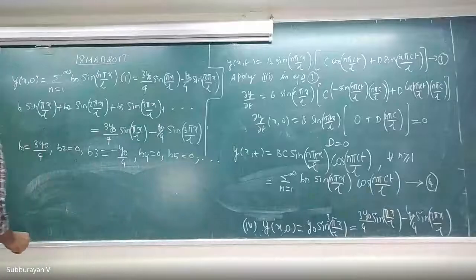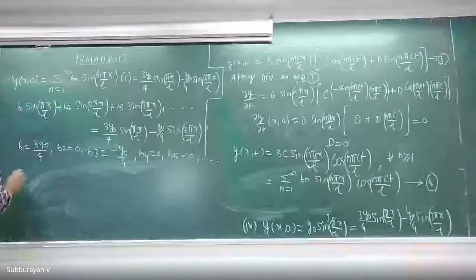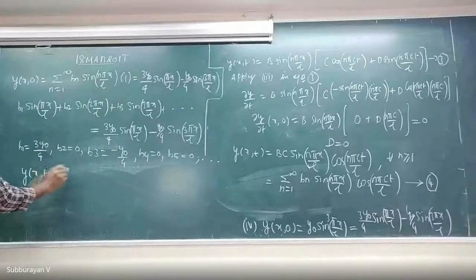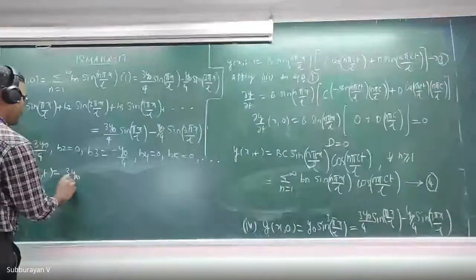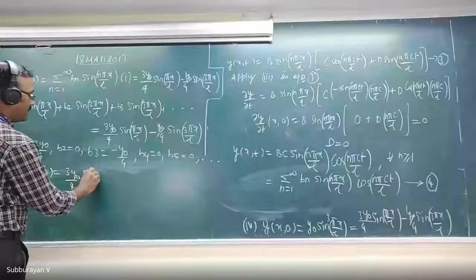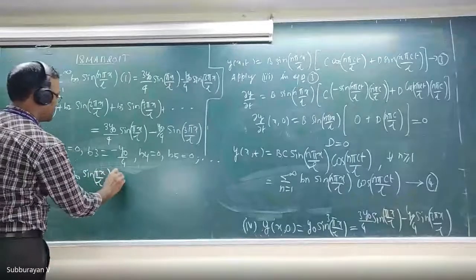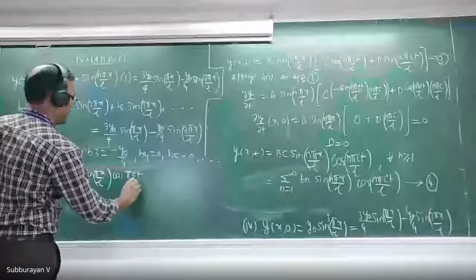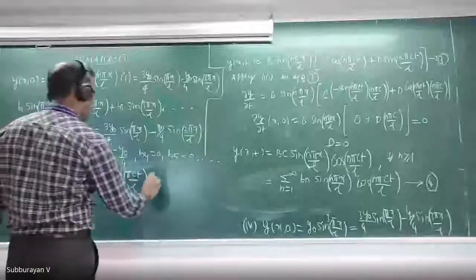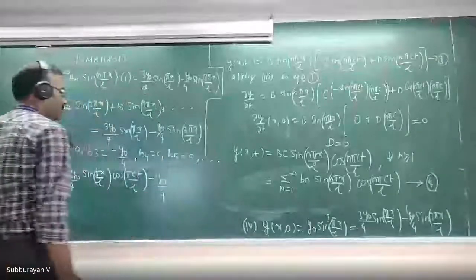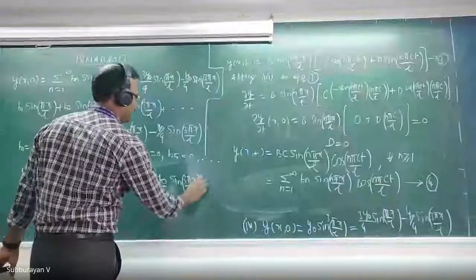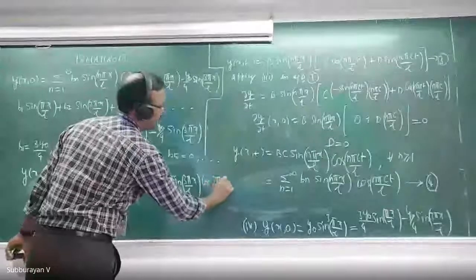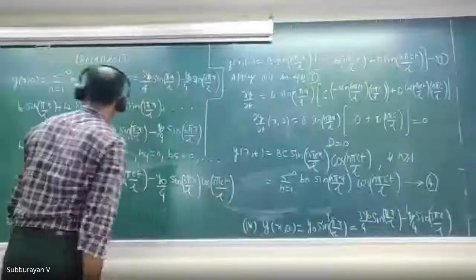Therefore our solution y of x comma t is 3y0 by 4 into sin pi x by L into cos pi ct divided by L, and minus y0 by 4 into sin 3 pi x by L into cos 3 pi ct divided by L. This is the required solution.